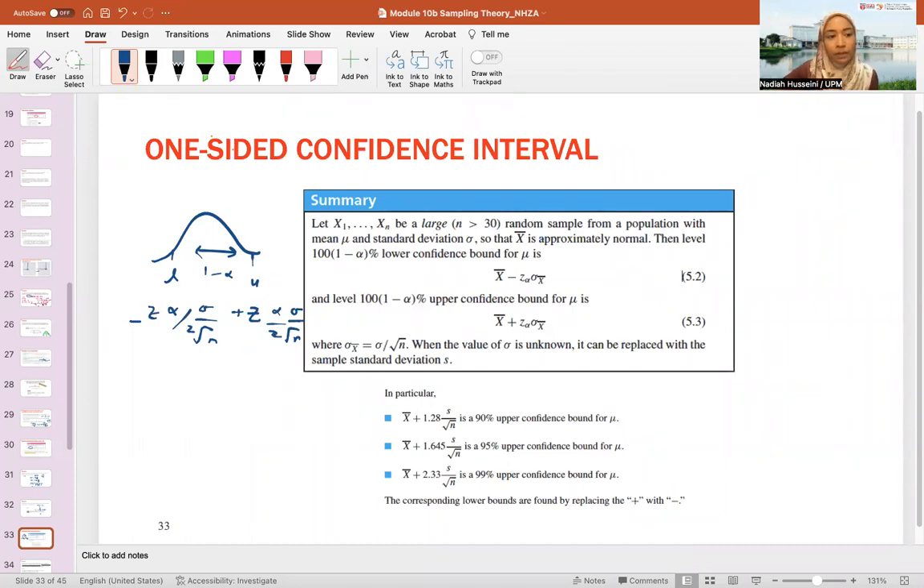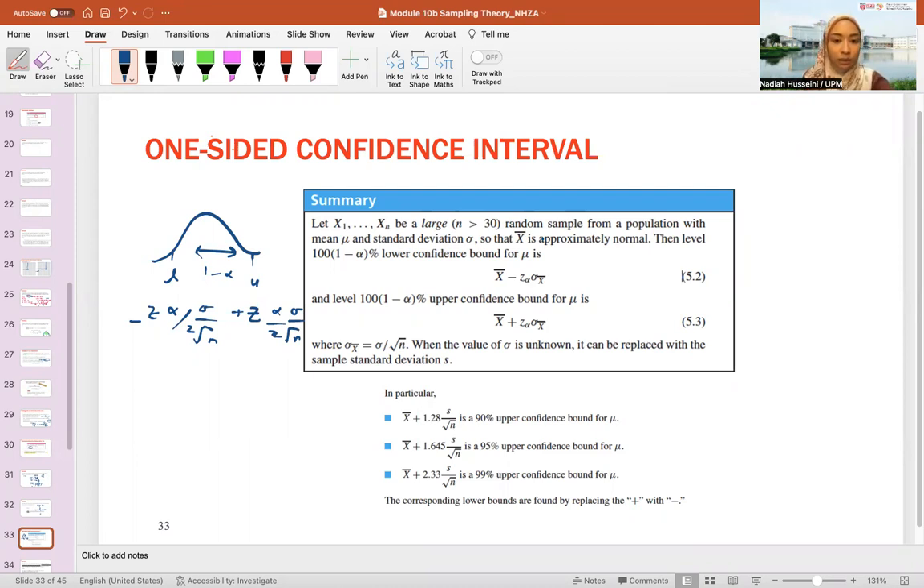Now, what happens if we only have one? Sometimes as an engineer, we don't really care about the maximum weight that something can take on. Sometimes we just want to know what is the minimum weight, or sometimes we just want to know the maximum. Either or, right? We don't really care about both sides. We only care what's the maximum or what is the minimum for our creation or our innovation. So this is when we use the one-sided confidence interval.